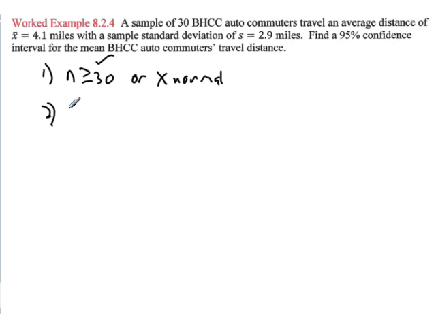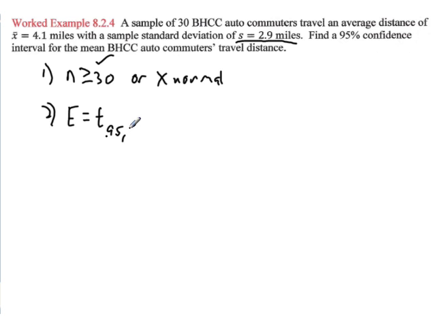Second, we move on to finding error. So the formula for error is almost the same thing as in section 8.1, except now we're estimating standard deviation with its sample standard deviation, which in this case is 2.9. Anytime we estimate population standard deviation with sample standard deviation, we automatically go to the t values instead of the z values. So we get the critical value t.95 with n minus 1 degrees of freedom. In other words, sample size 30, 29 degrees of freedom.